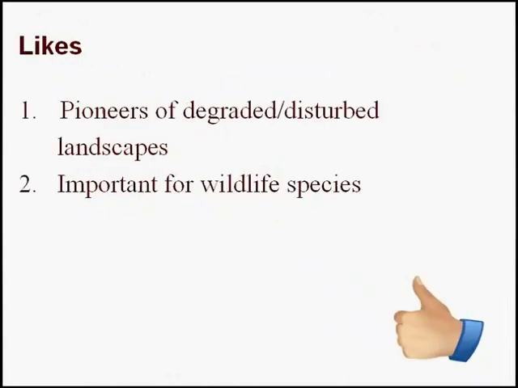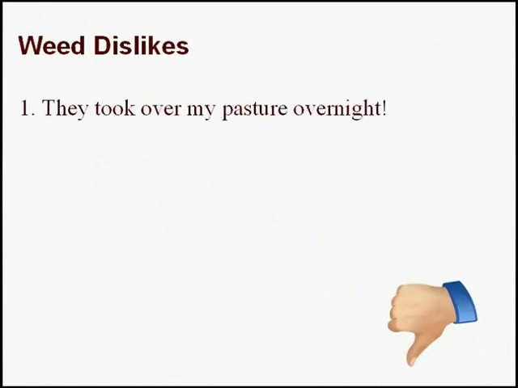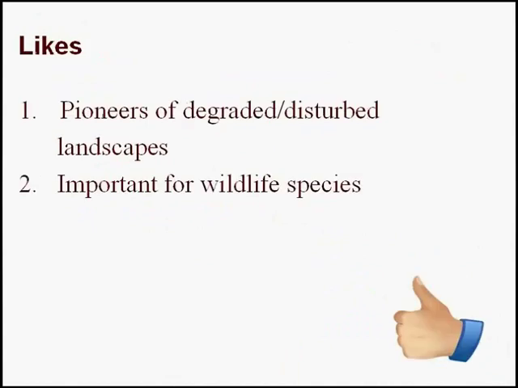So a second point, a second like, is that it's important for wildlife species. We all know this, but wildlife species have a large component of forbs, and in fact our own cattle might have up to 15% forbs in their diet. So we talked about toxic weeds earlier, but a lot of weeds are not toxic, and they do fill in when we're lacking grass.